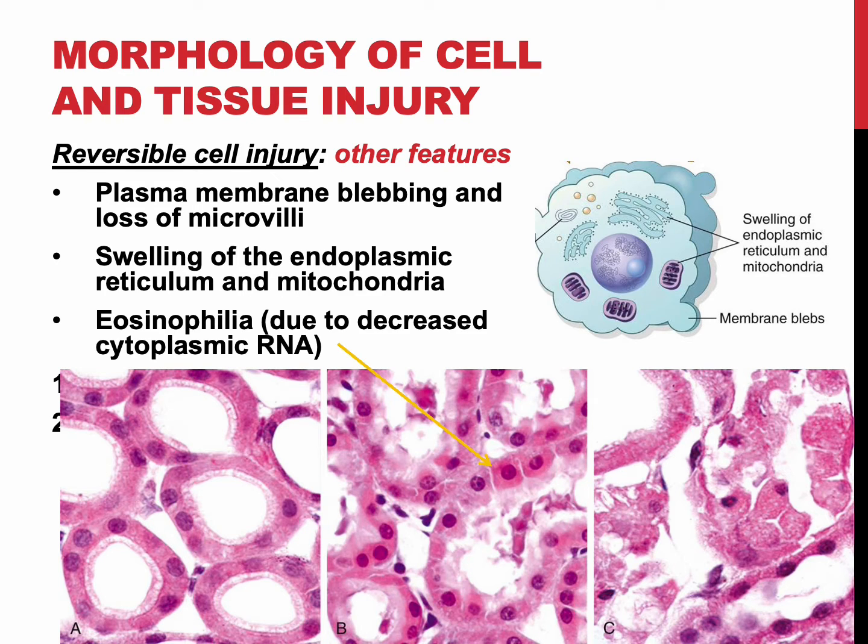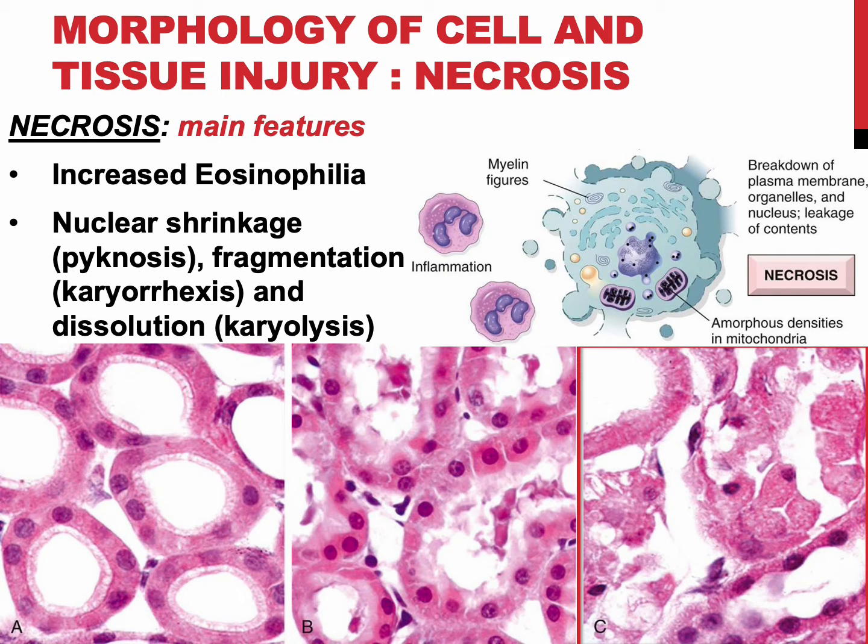Other features that we see in reversible cell injury are some membrane blebbing of the cell surface, as you can see here. So you can see these membrane blebs. If the cell had microvilli, you often would see the loss of these microvilli due to the swelling of the cell. Inside the cell itself, with electron microscopy, you might be able to see swelling of the endoplasmic reticulum as well as the mitochondria. And you can also see eosinophilia in certain cells, as you can see here, typically due to decreased cytoplasmic RNA.